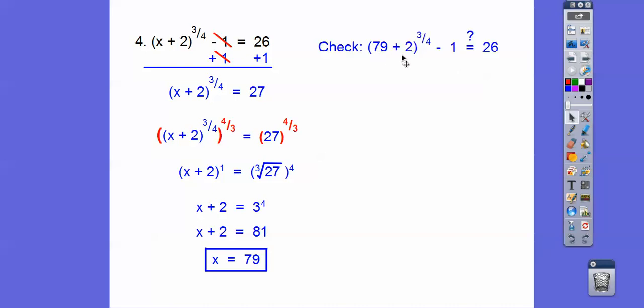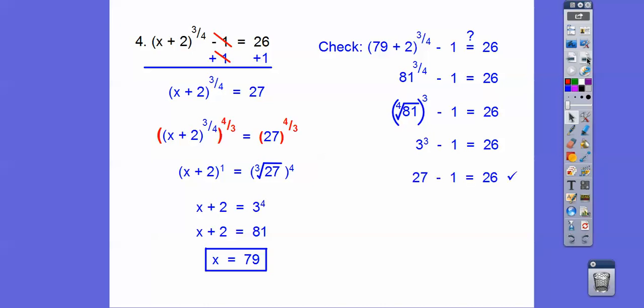What's the domain? We can go to the left forever and to the right forever, so the domain is all real numbers. Now what's the range? This one goes down forever. The fourth root of 81 is 3, so it maxes out at 3, there at y equals 0. So y is less than or equal to 0. That checks out, okay?